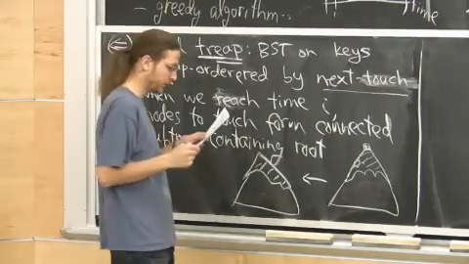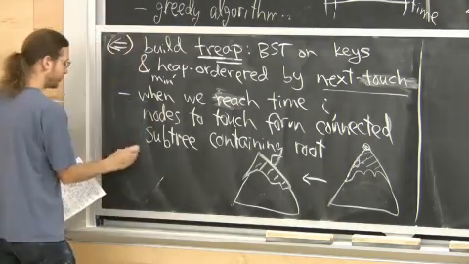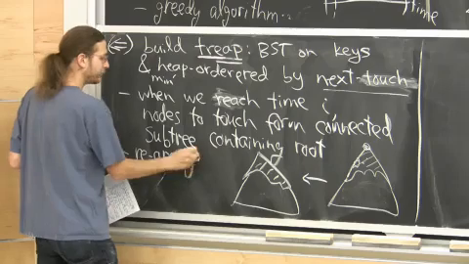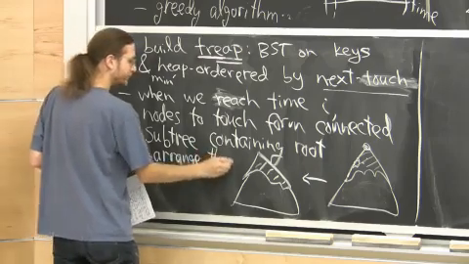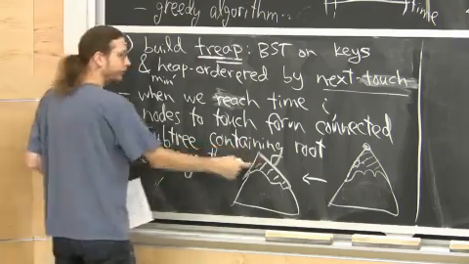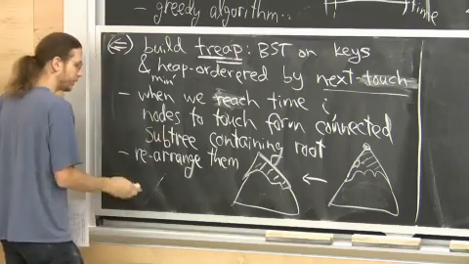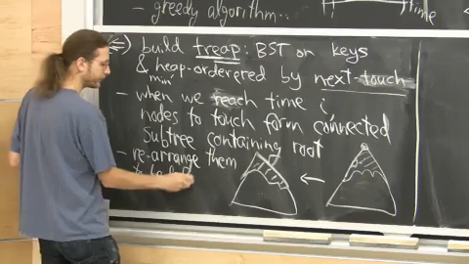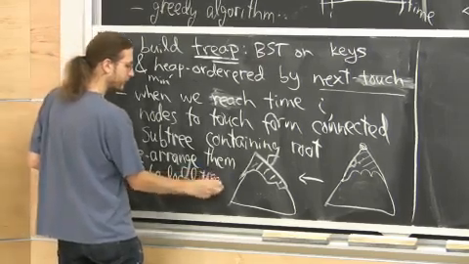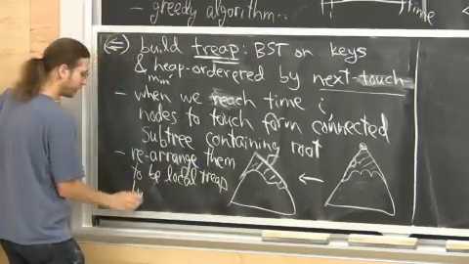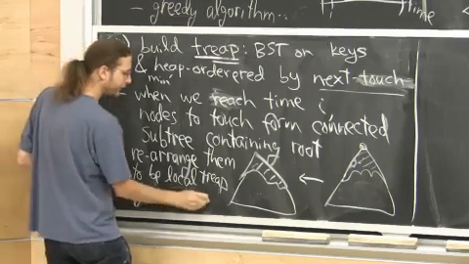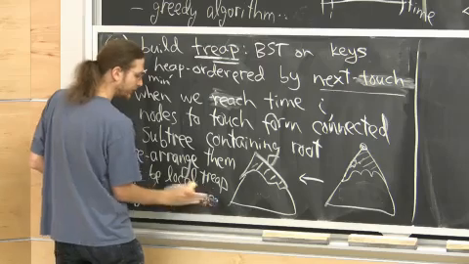Okay. Here's what we do. There's only one thing to do. Rearrange those nodes in this connected subtree to be a local treap by the new next touch time. These are the only nodes that get a new next touch time.